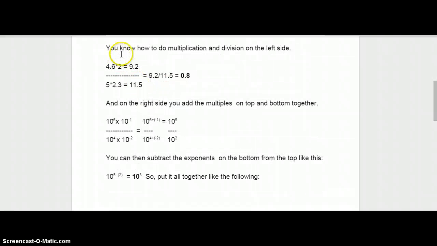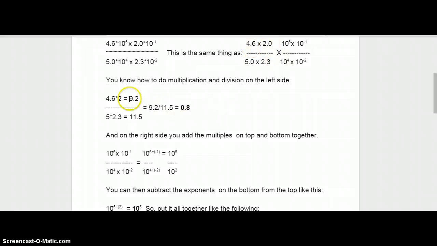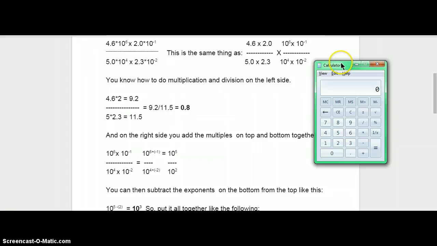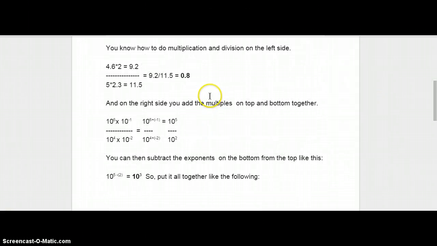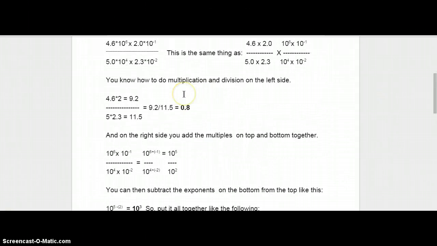You then do the first half. You know how to do division and multiplication. You can use a calculator, for instance, and you come out with 0.8. You then do the right side.